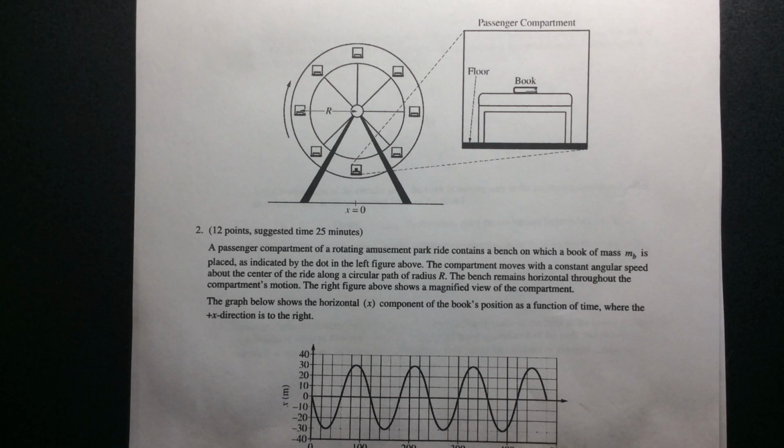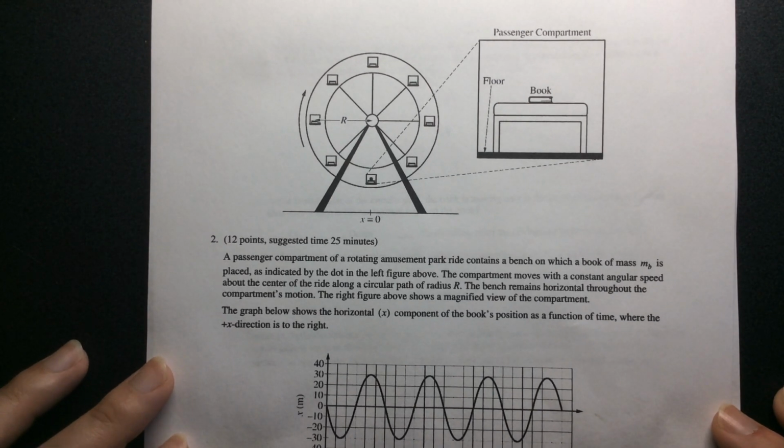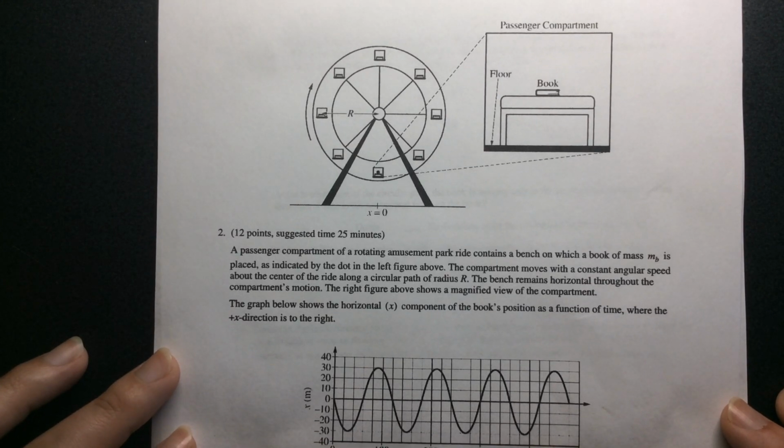Hey, it's Mr. K doing a problem for AP Physics 1. This is a 12.25 minute problem. It deals with some rotation. Some amount of centripetal force would have to be considered here because things are moving in a circle, and we'll see whenever that comes into play later on.